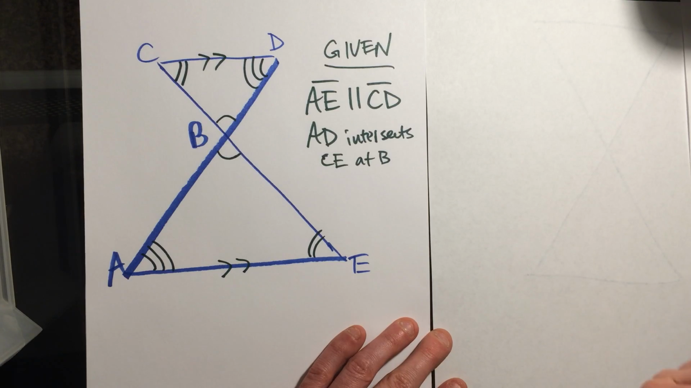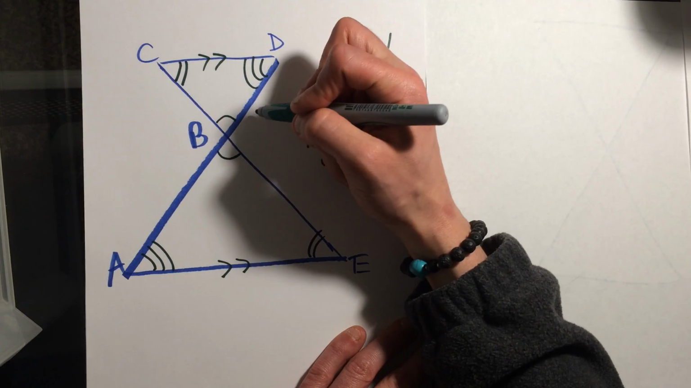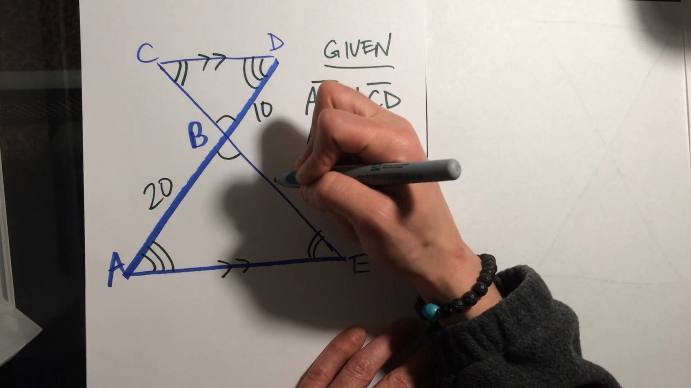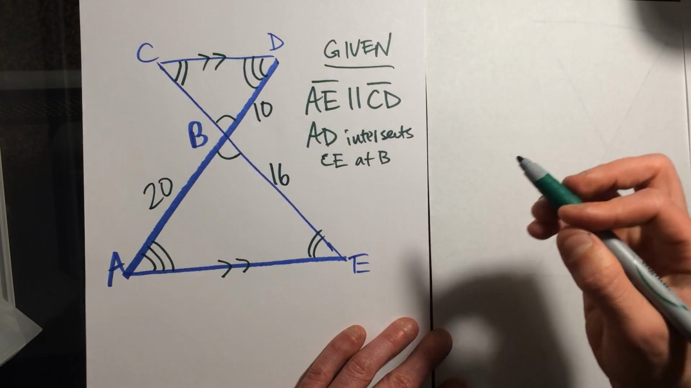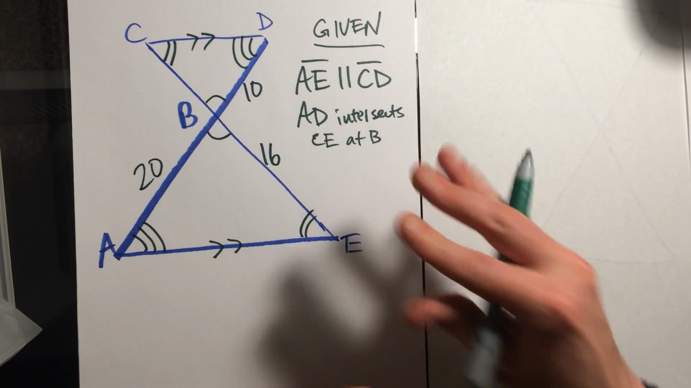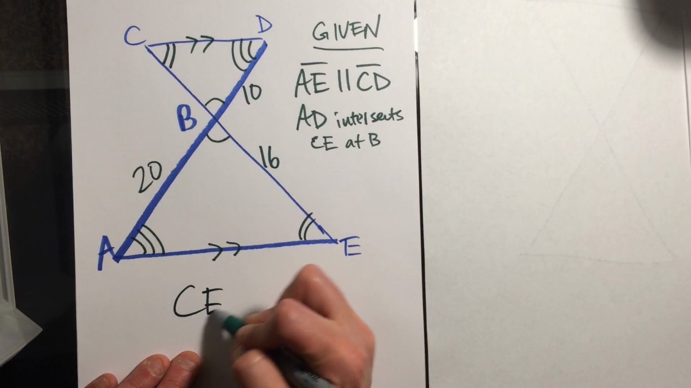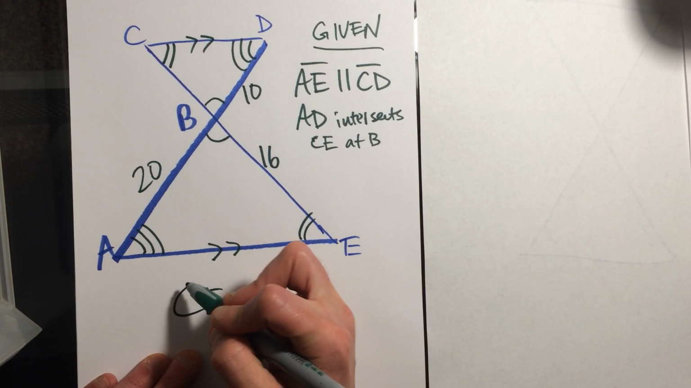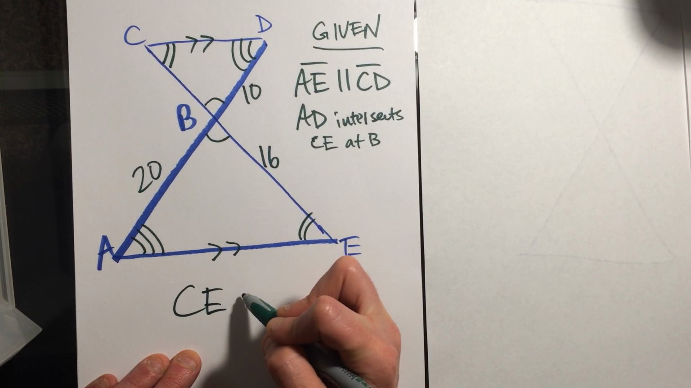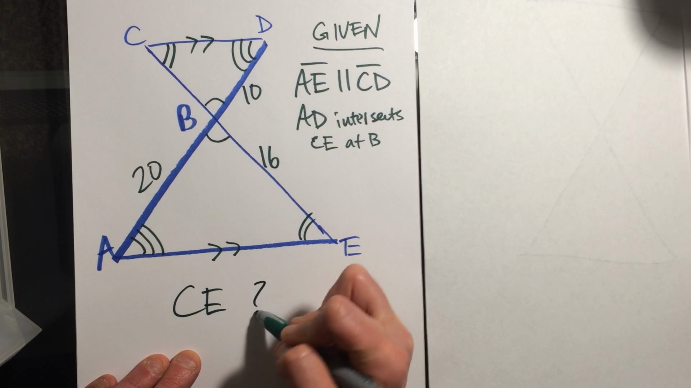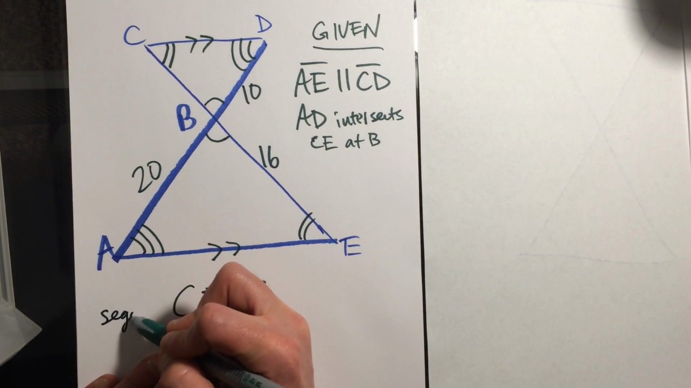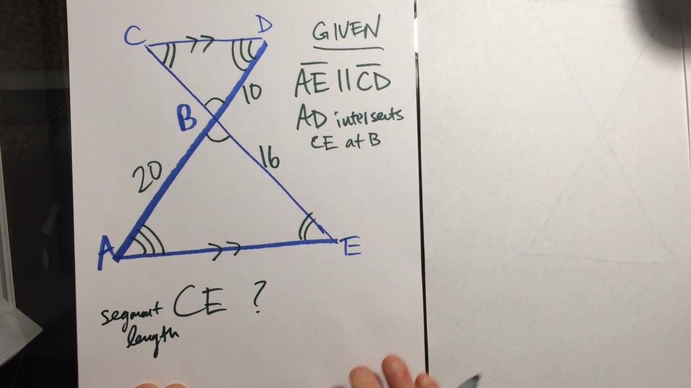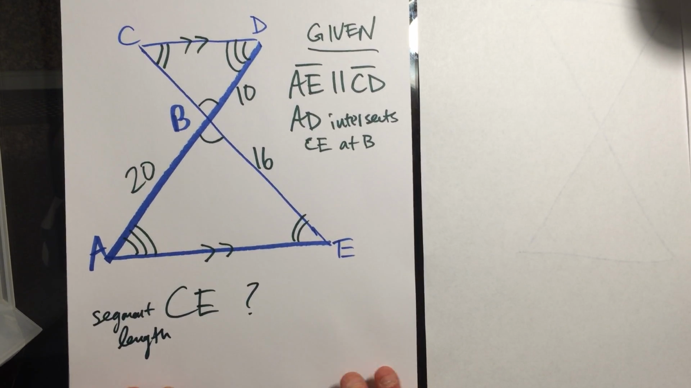So now we can apply the numbers here. They give us a set of numbers. They say, for example, this is 10, that's 20, and this is 16. And in a common SAT problem, they'll ask, what's the length of segment CE? That's what we're hunting for here.